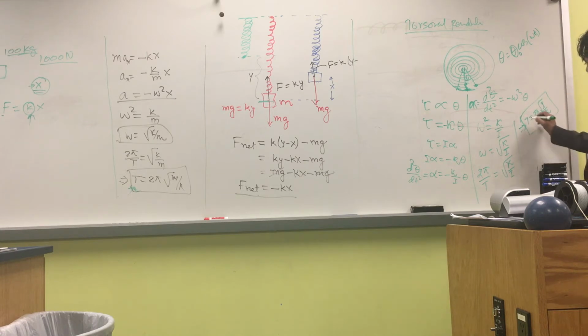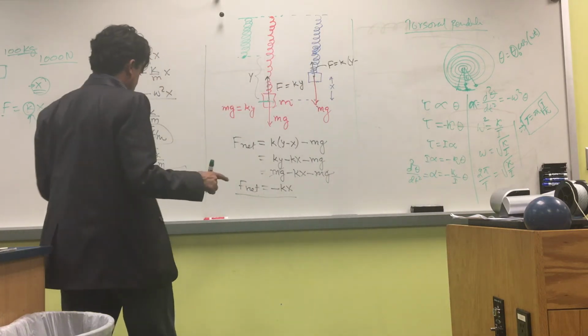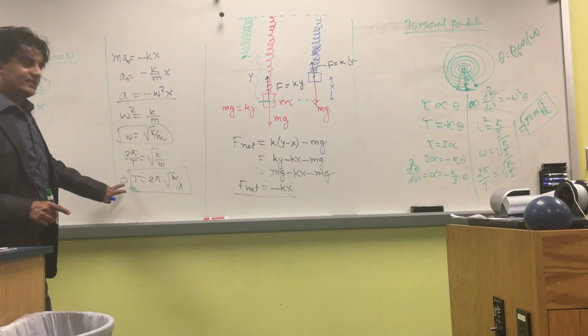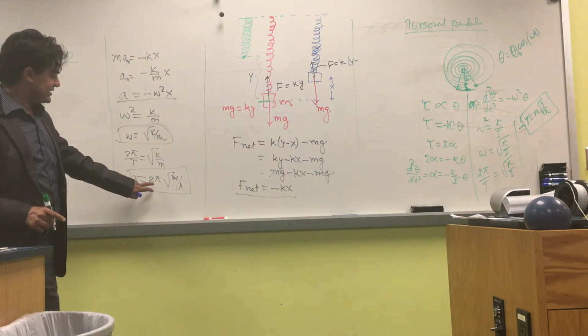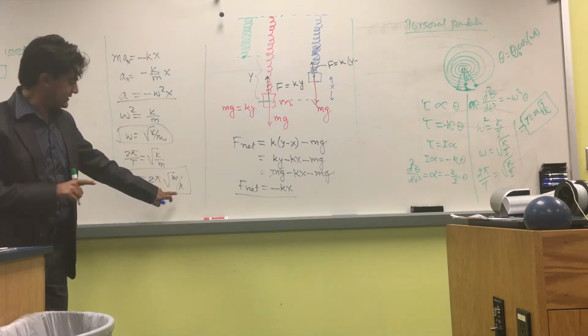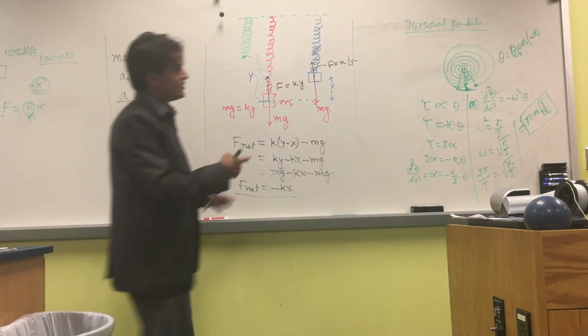So when you compare this, basically the time period of this one is pretty much the same. The difference here is what? M is replaced by moment of inertia, and k is replaced by kappa. Make sense? That kappa is called the torsional constant.